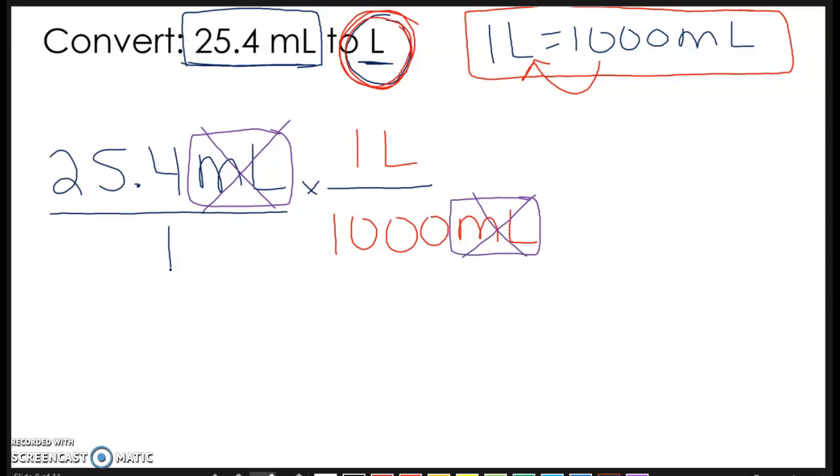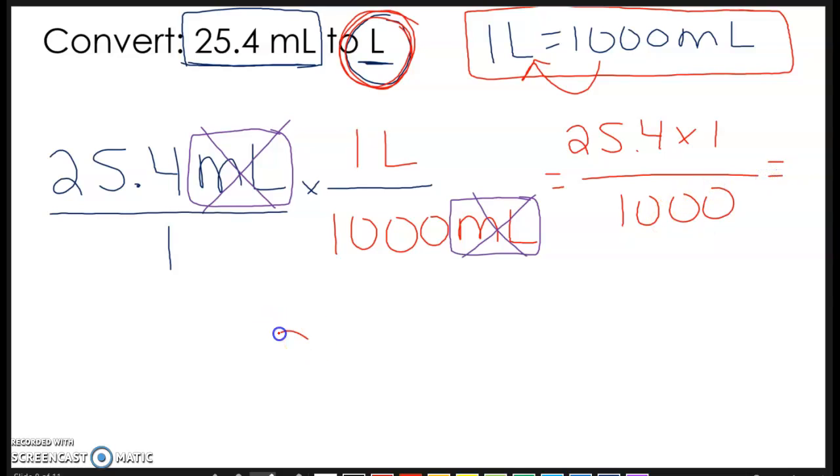So now I've canceled out my milliliter unit. I have the unit liter, which is what I want, so we can solve for this. We just need to do the math. And to do the math, you multiply everything across the top, so 25.4 times 1. And you divide it by everything at the bottom, which is 1,000. When I type that in my calculator, I get 0.0254 liters.